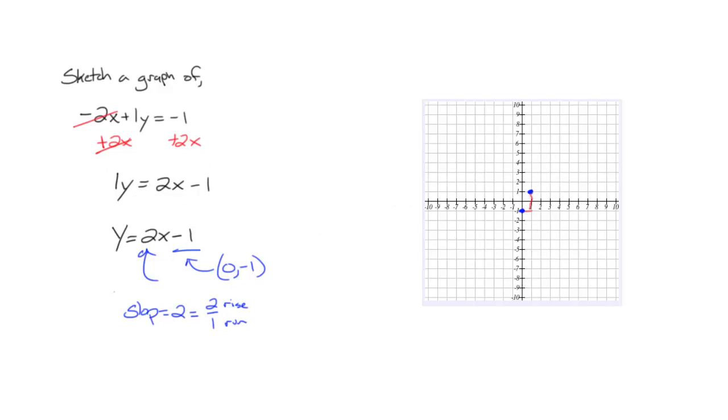I can do this again, and I always do. I want 3 points when I draw my line, so I'm going to go over 1 and then up 2 again to give me a third point right here.